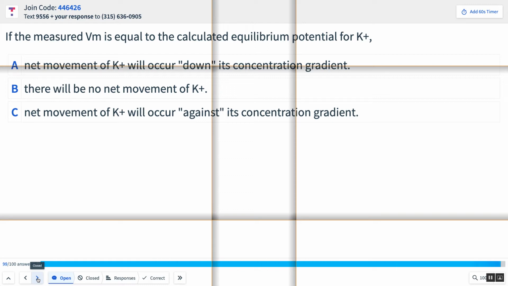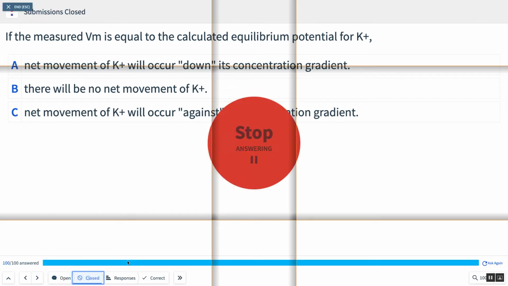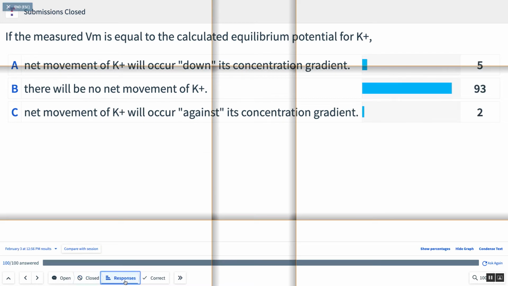Anyone in this room need a little more time? Raise your hand high if you need a few more seconds here. All right, here around this column. Okay, so go ahead and close this, and the correct response is B, right?